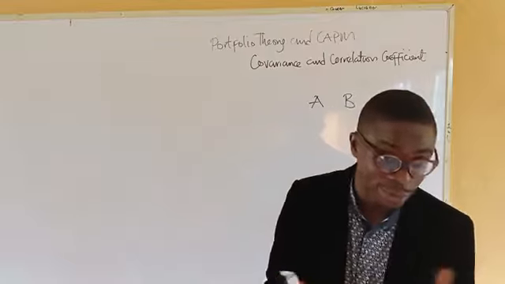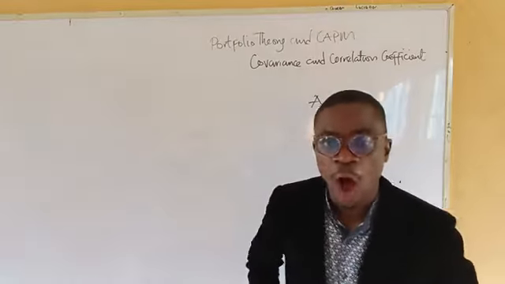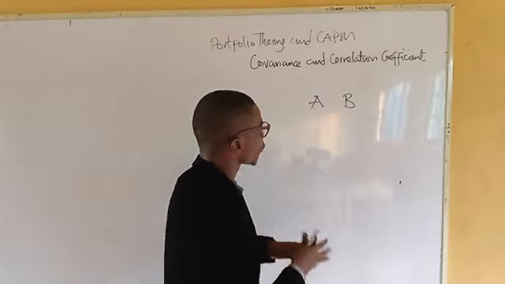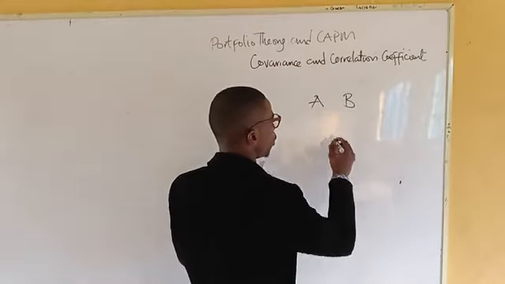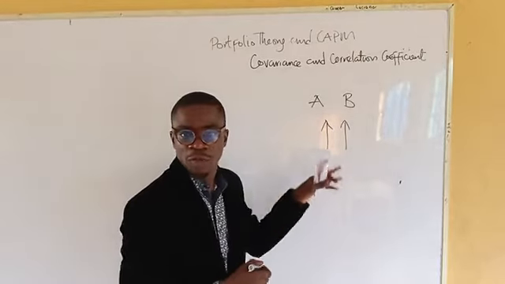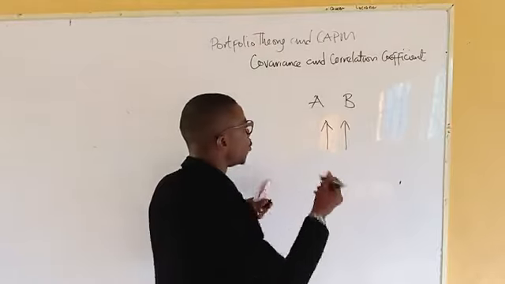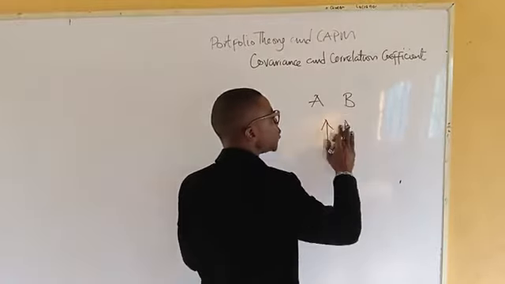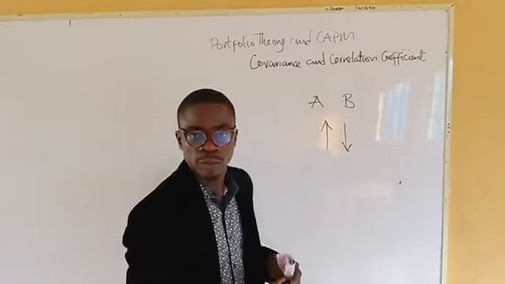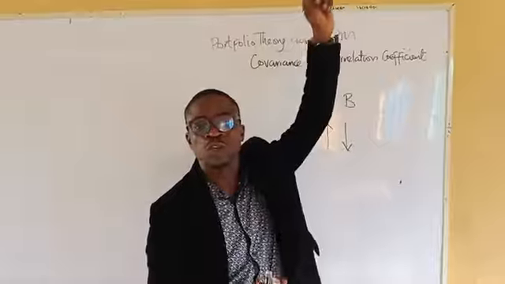But you will get it. Now, that means how are we moving? If something is moving like this, they are moving in the same direction. But if A is going like this, and as A is going like this, B is going like this, it's just like when you tie a rope to a tree.